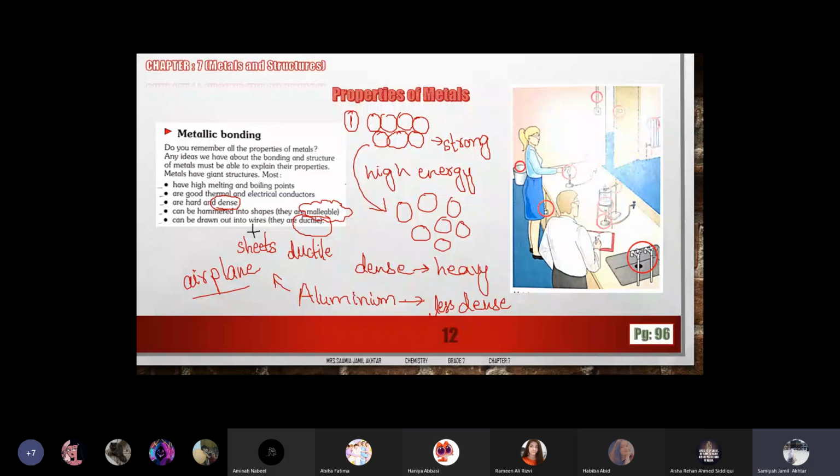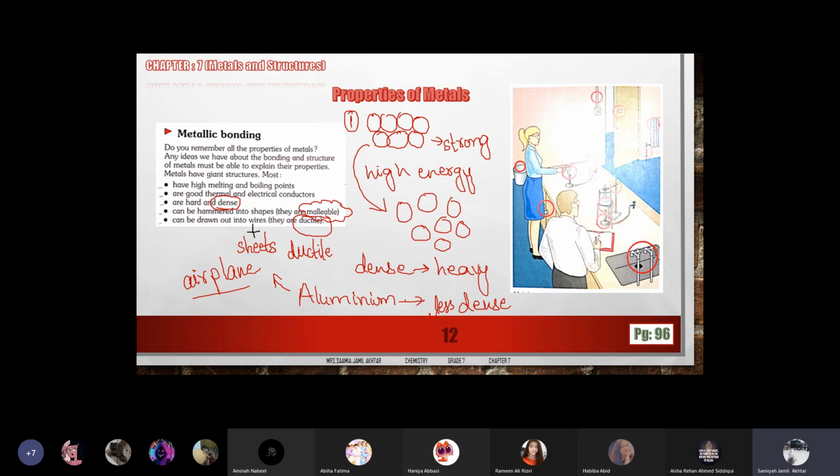Any ideas we have about the bonding and structure of metals must be able to explain their properties. Metals have giant structures. Giant we all know. Giant means huge structures. Good. So metals are big. They have a big structure. Now we will discuss metallic bonding.